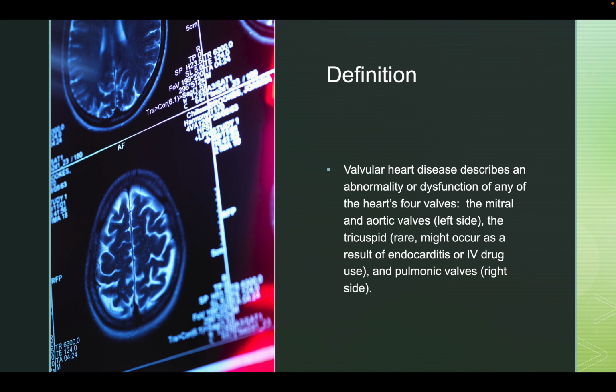So the mitral and aortic valves, which is the left side, the tricuspid, which is the right side, might occur as a result of endocarditis or IV drug use, and then the pulmonic valves, which is the right side. This affects the efficiency of the heart as it pumps and reduces stroke volume. So over time, there might be remodeling of the heart itself, like hypertrophy and even heart failure.